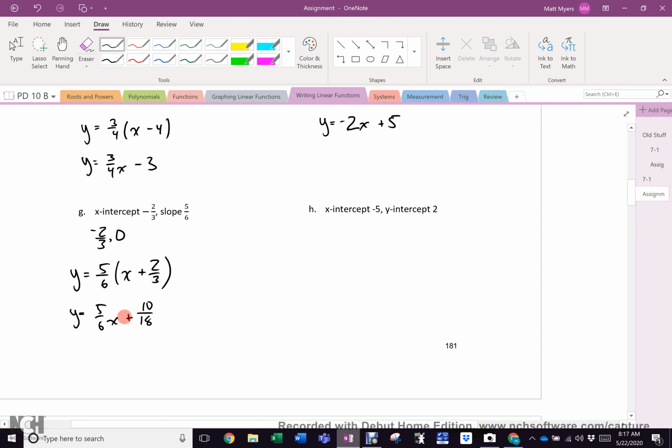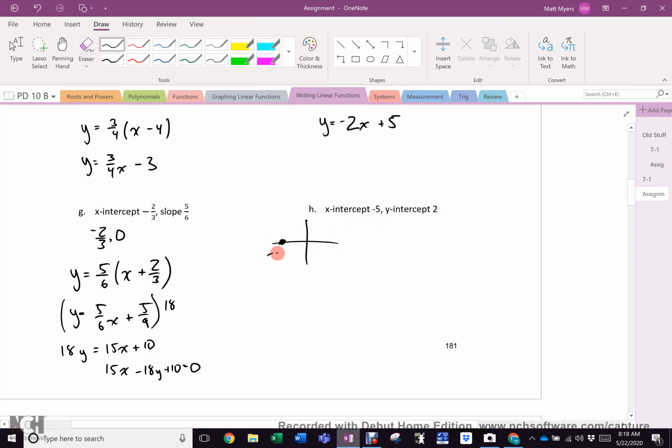I mean, general form. In general form, 10/18 is 5/9. If you multiplied all of this by 18, because that's the common multiple, you get 18y equals 15x plus 10. So 15x minus 18y plus 10 would equal 0. You could go that far if you wanted to.